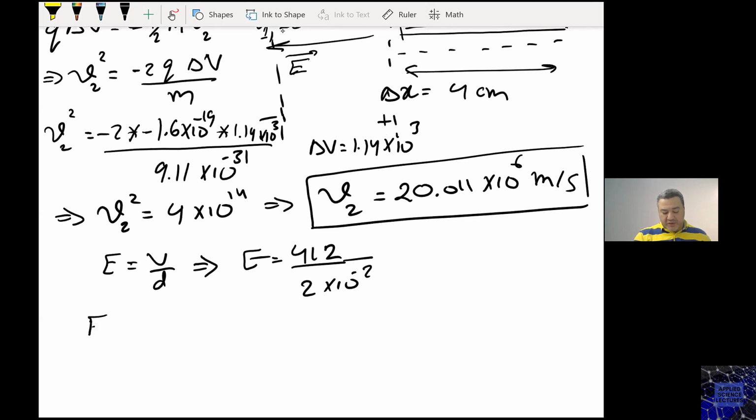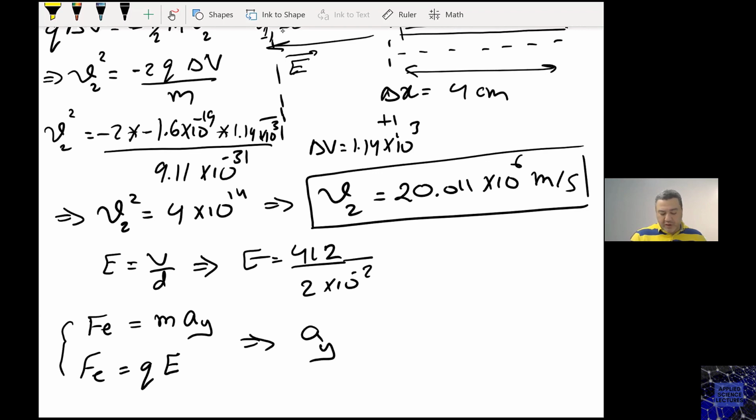Then I also know that this force is MA, and here it's Y pointing in the positive direction, the same direction of the force. And I also know FE equals to QE. So by equating those, I get AY equals to QE over M.